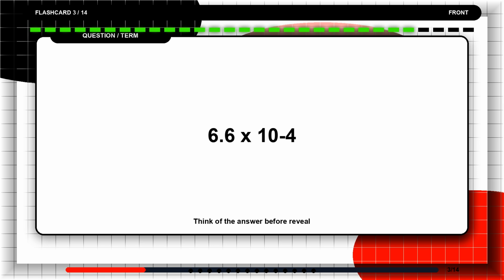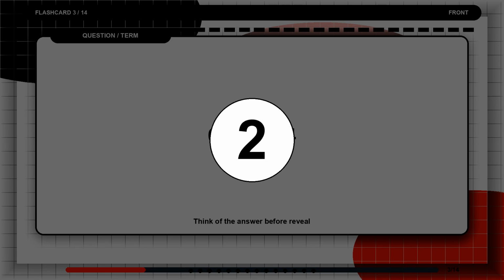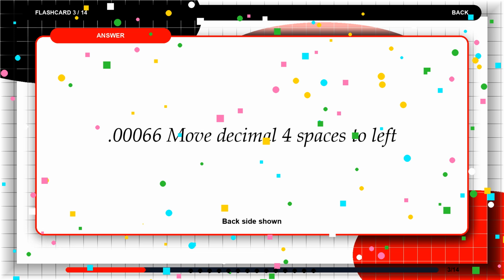Flashcard 3. 6.6 times 10 to the negative 4. Pause and think of the answer before the reveal. The answer is 6.6, move the decimal 4 spaces to the left.